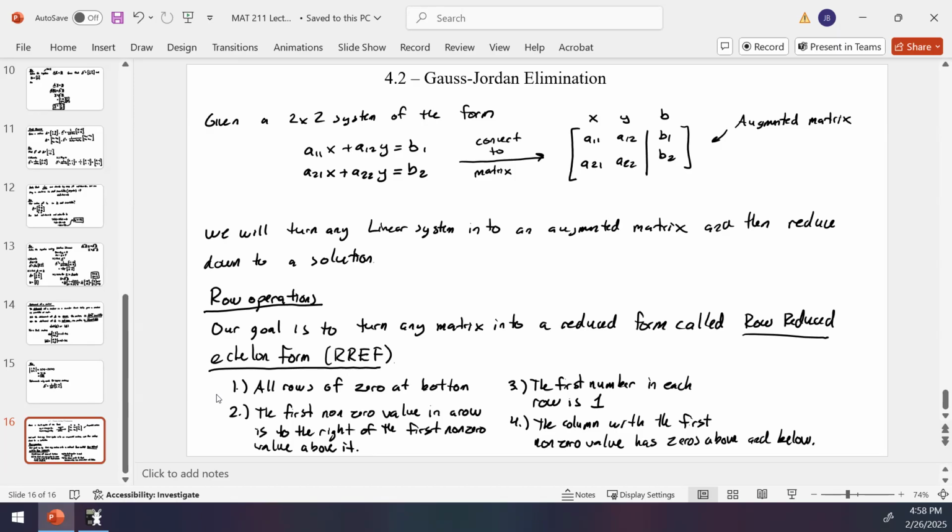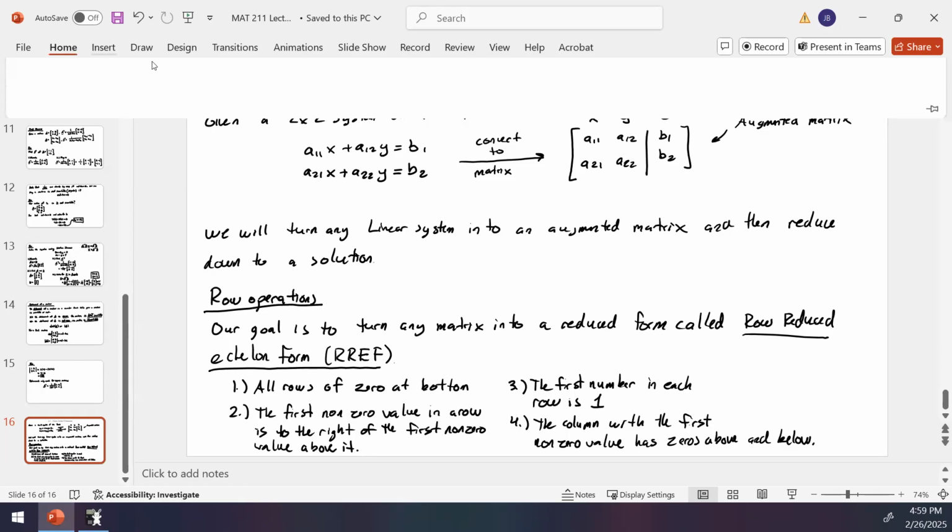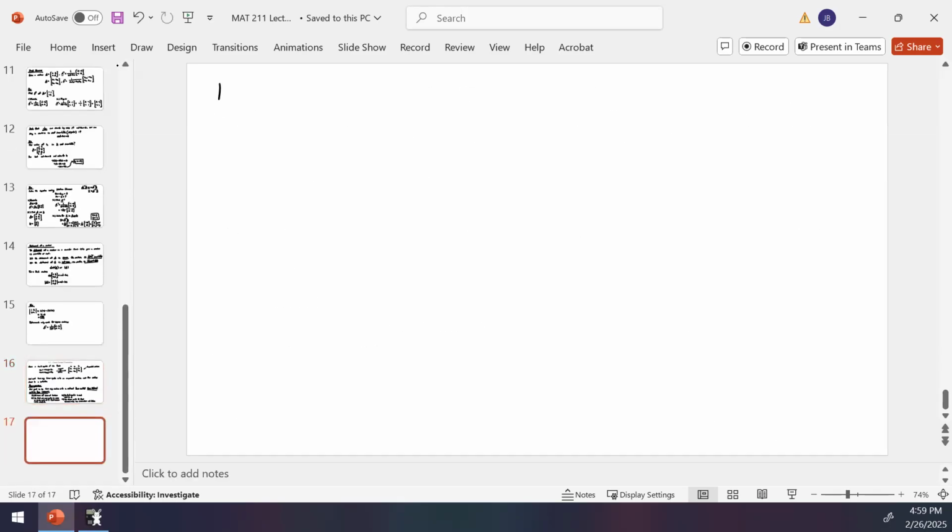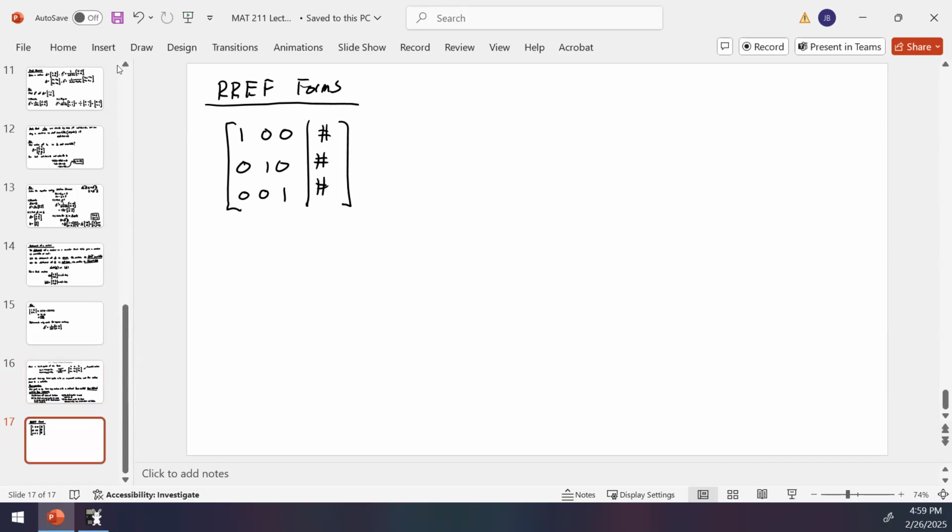Now, when you hear all of these conditions, you might think that's a lot to remember, and it kind of is the first time, but the good news is, for this class, specifically Math 211, it's really going to look one or two different ways. If you think about each condition, RREF forms are going to look like this for this class. You're either going to get 1, 0, 0, 0, 1, 0, 0, 0, 1, and then some numbers. So that's the first way you'll see it, and we call this the unique solution.